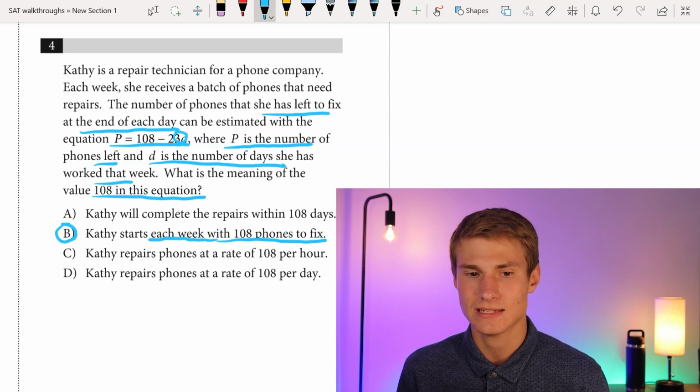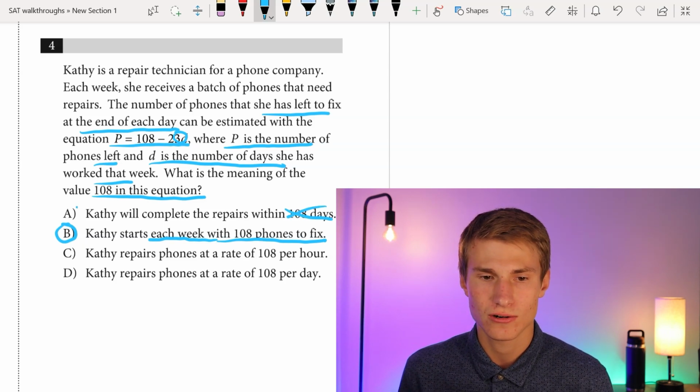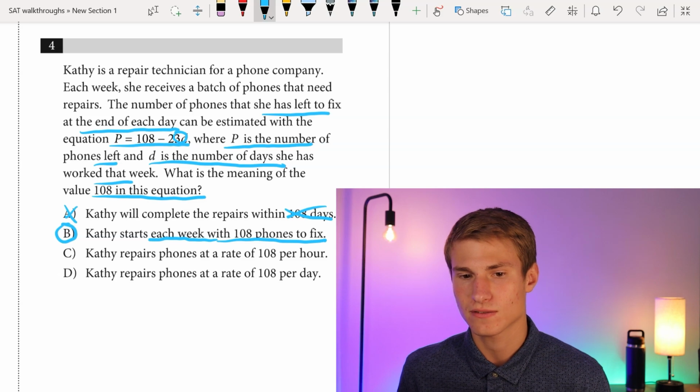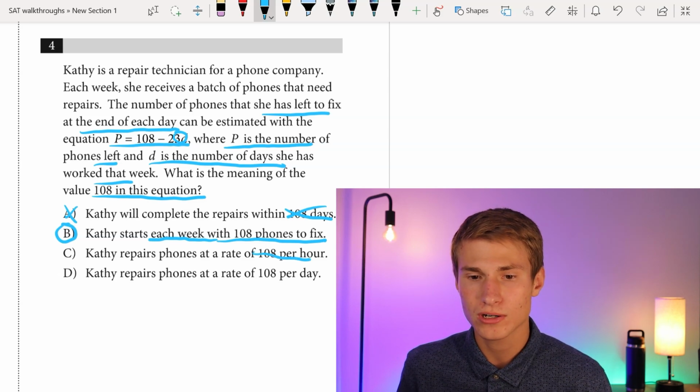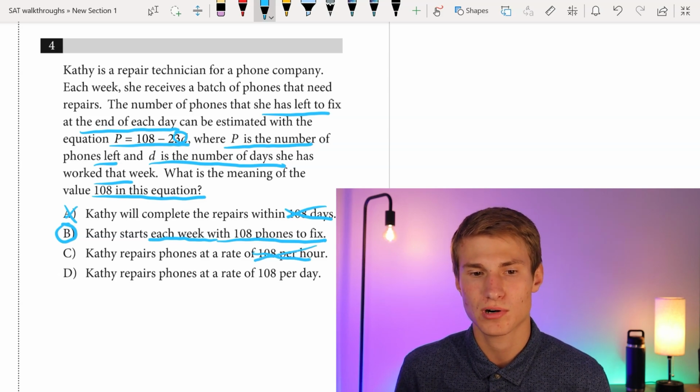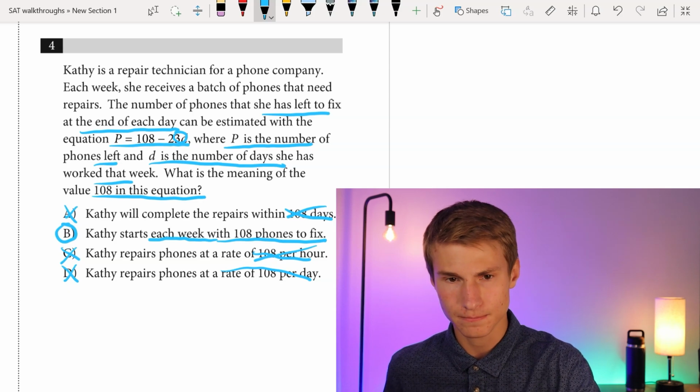If we take a look at A, C, and D, A says Kathy will complete the repairs within 108 days. That's incorrect. Answer choice C, Kathy repairs the phones at a rate of 108 per hour. No, she repairs them at a rate of 23 per day. And then answer choice D, she repairs the phones at a rate of 108 per day. No, she repairs them at a rate of 23 per day.